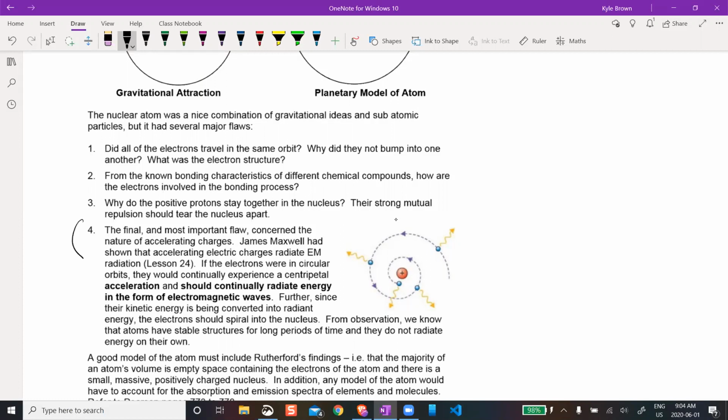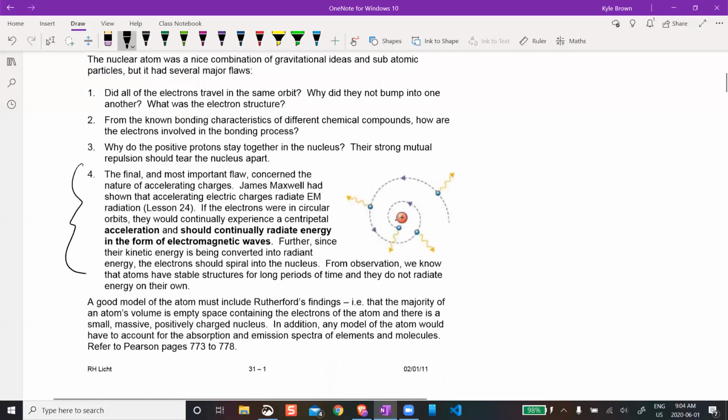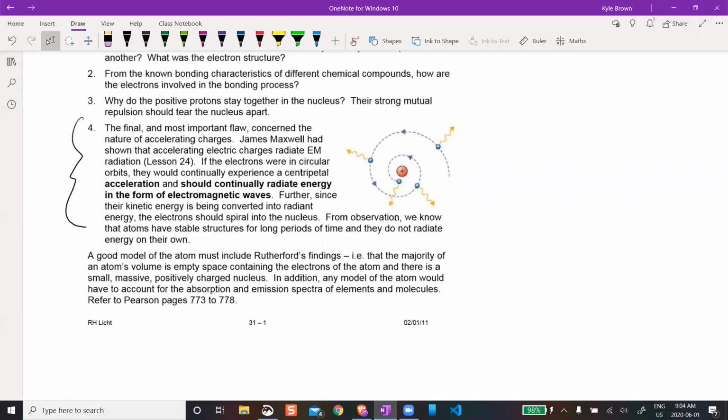But the one that the Bohr model is really going to address is this one. This was from lesson 24, where we talked about how if you had an electron going around in an orbit, then remember from circular motion, that means that this thing is accelerating inward. If you have an accelerating particle, then it emits electromagnetic radiation. That's what Maxwell said. And if you're emitting radiation, then energy is leaving, you're sending this energy out of the system.